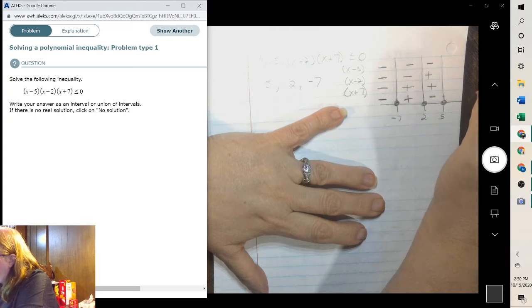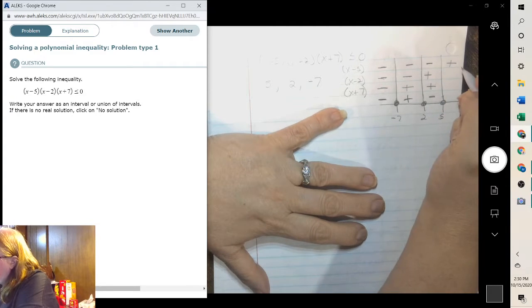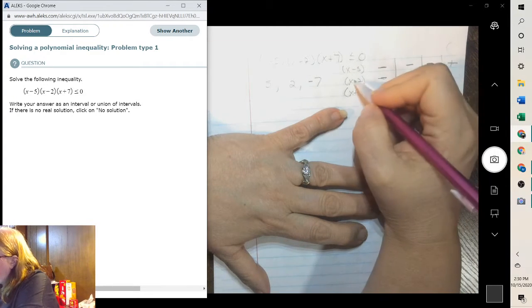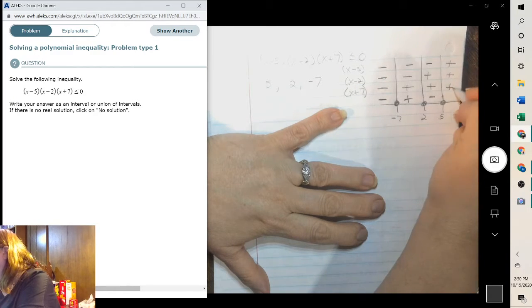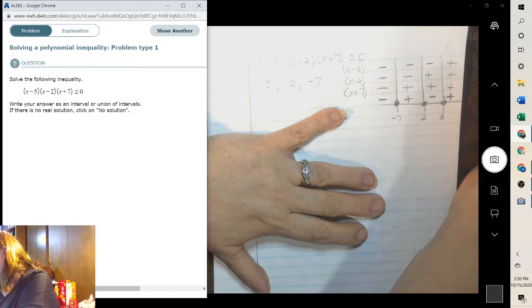And greater than 5, we can use 10. 10 minus 5 is still positive. 10 minus 2 is positive. And the last one is positive. Multiplying these, we get a positive.